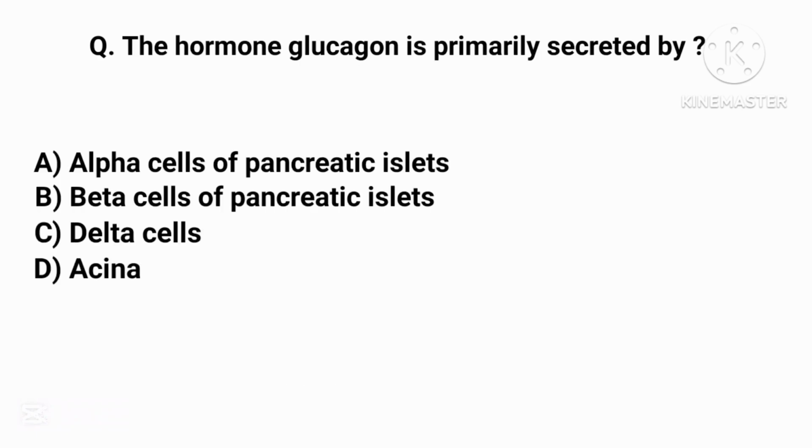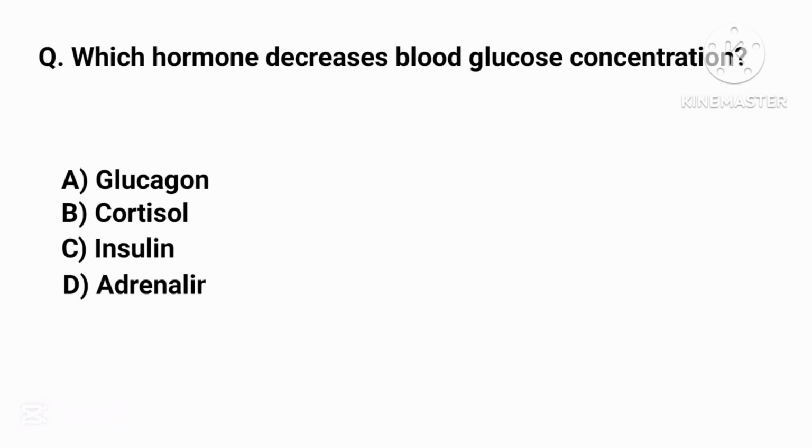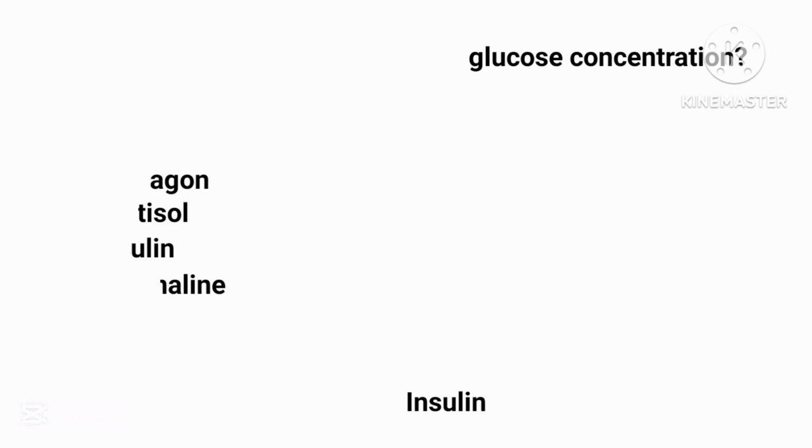The hormone glucagon is primarily secreted by? Correct answer is option A, alpha cells of pancreatic islets. Which hormone decreases blood glucose concentration? Correct answer is option C, insulin.